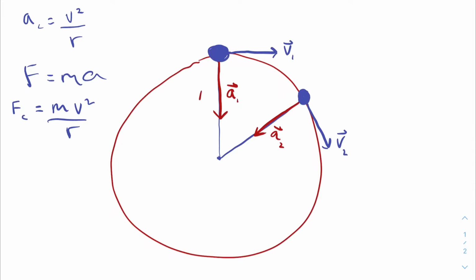The centripetal force always acts in the same direction as the centripetal acceleration. So it's always perpendicular to the velocity vector, and it's always acting towards the center of the circle. Now let's look at the following problem.